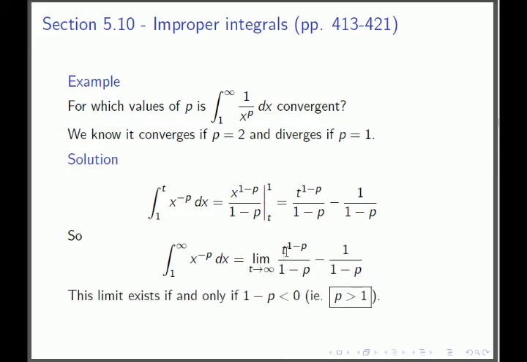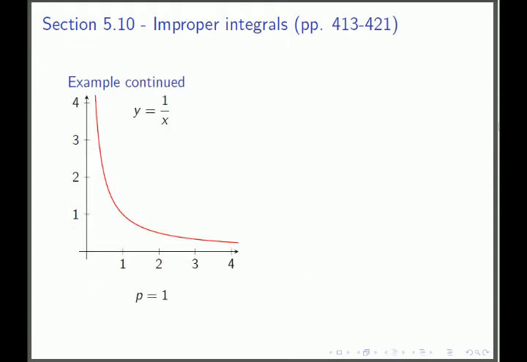So the question is, when does this limit exist? And the answer is, it exists precisely when this limit exists, t to the 1 minus p. And that exists if 1 minus p is less than 0. And that's the same as saying p is greater than 1. So this integral is convergent if and only if p is greater than 1. So let's see what that means.